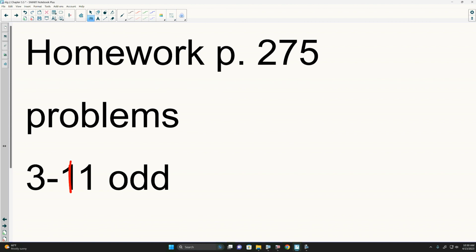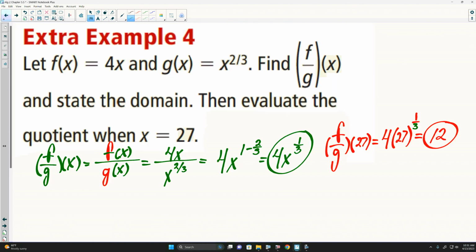I'm going to change this one little bit, guys. I'm doing 3 through 9, so you're doing 2 with addition, subtraction, 2 with multiplication, division. So for problems 3 and 5, find f plus g of x and f minus g of x. And then evaluate both of those for the given value of x. If you notice 3 and 5 have x equals at the end, so that's the value you plug in. And you do not have to find the domain for any of them.